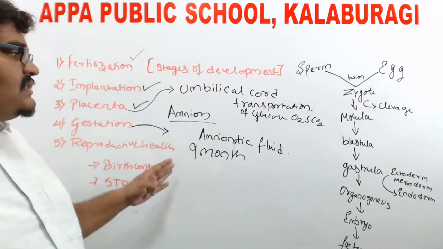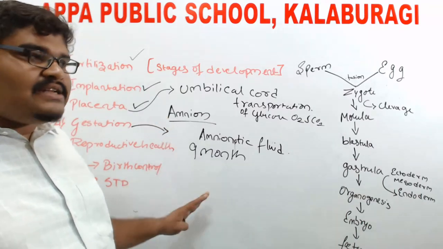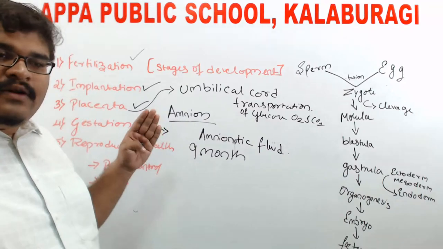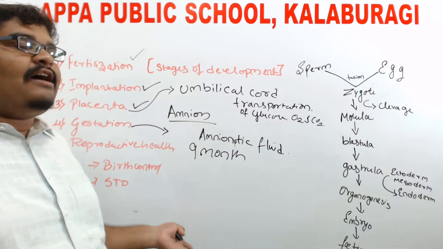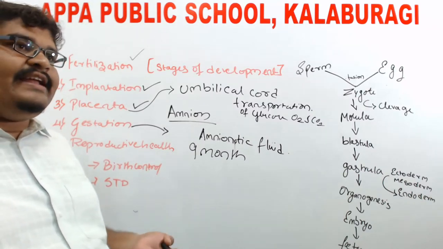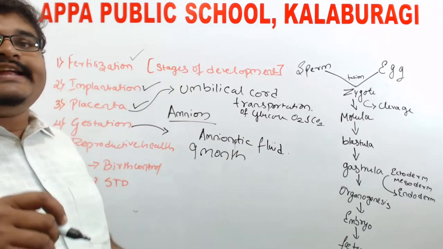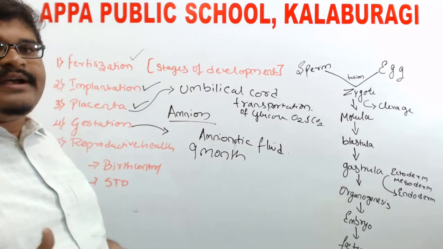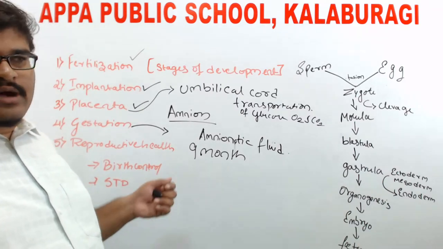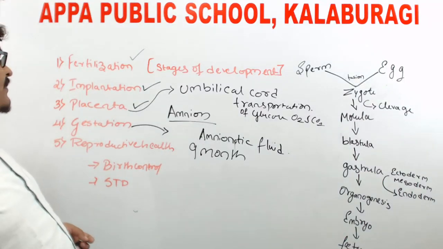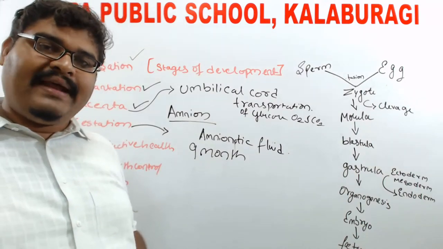In various groups of mammals, the gestation period also varies. If you take elephants only, in African elephants it is 22 months, whereas in Asiatic elephants it is around 18 to 22 months. So the gestation period varies from species to species among the various groups of mammals.